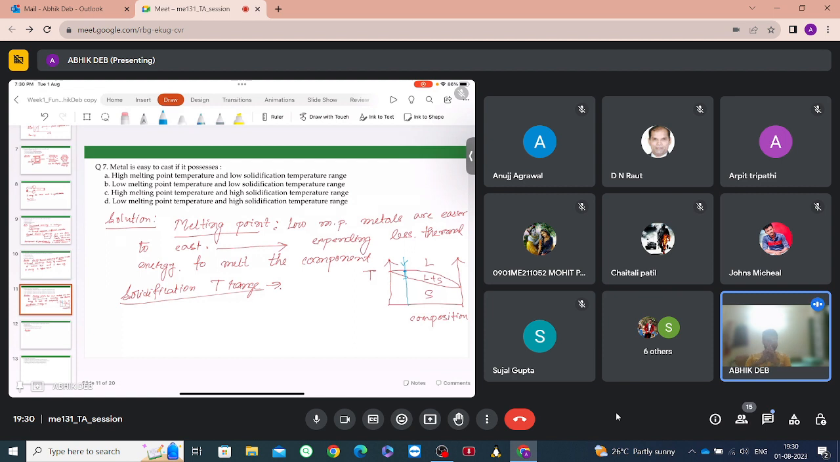So is it clear to everybody? It will be a function of the composition. At any particular composition, it will be a fixed value. As we change the composition, it will be different. So is it clear what the solidification temperature range is? Yes, sir. Okay. So what happens if the solidification temperature range is high? What will be the physical impact during the solidification process if the solidification temperature range is high?